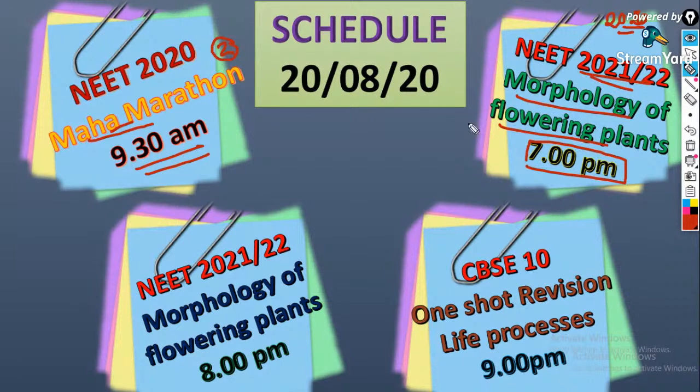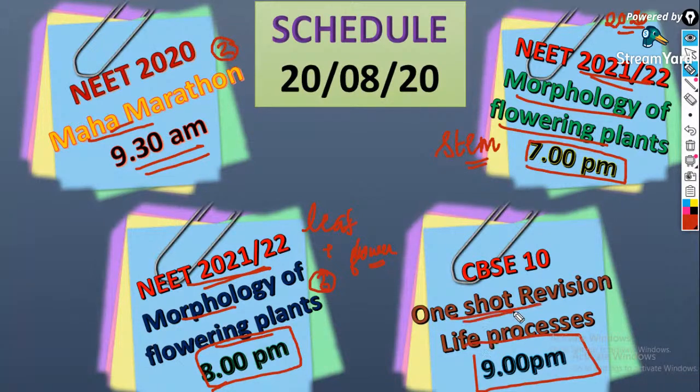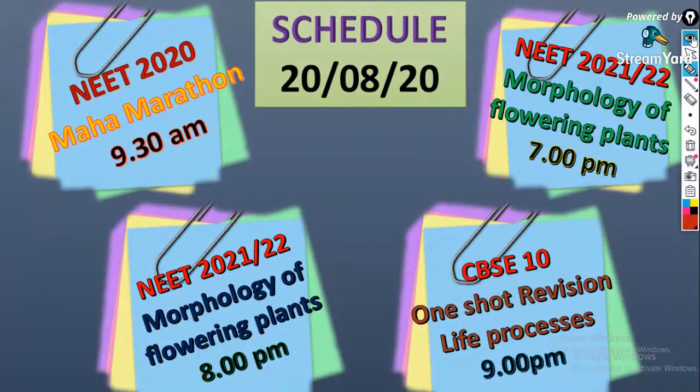Today at 7 p.m. we'll be discussing more details on stem. For 2021-2022, the class is scheduled at 8 p.m. also. That is Morphology of Flowering Plants episode number 3, where we'll discuss the structure of leaf, plus we'll be starting with the flower. At 9 p.m., that is night, you have the one-shot revision of life processes for CBSE class 10th.